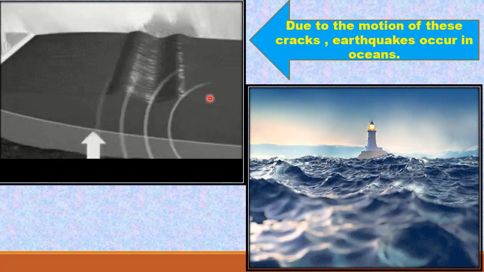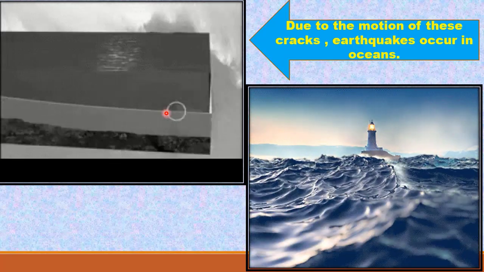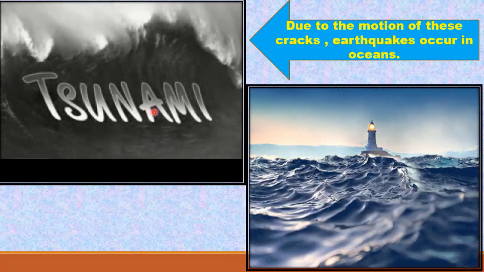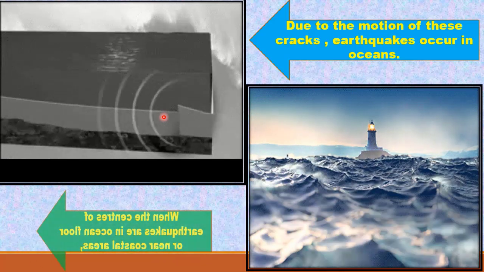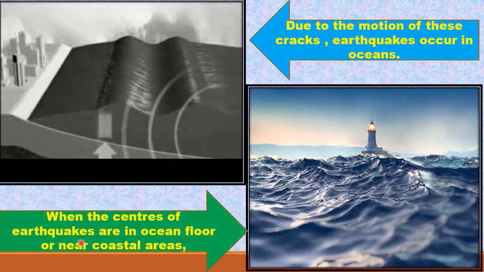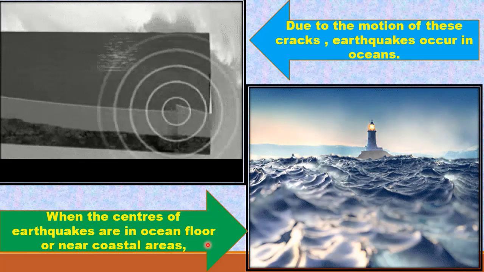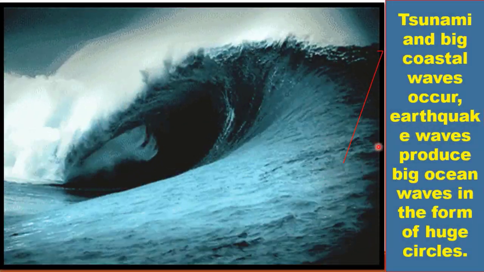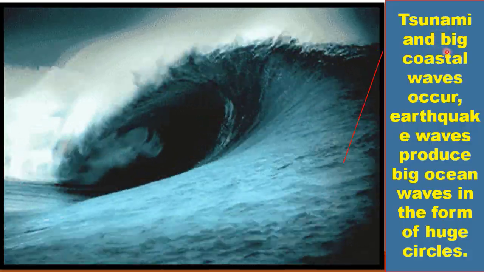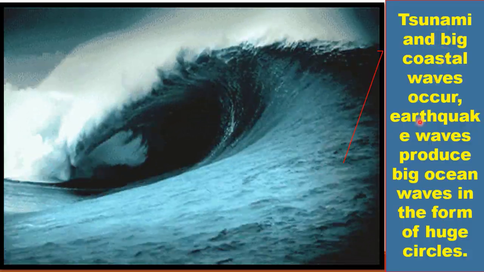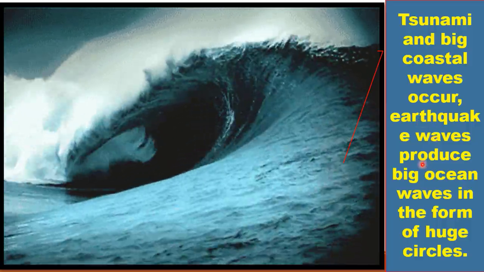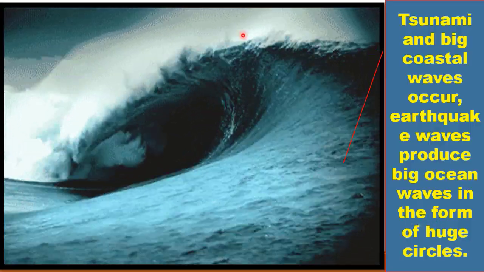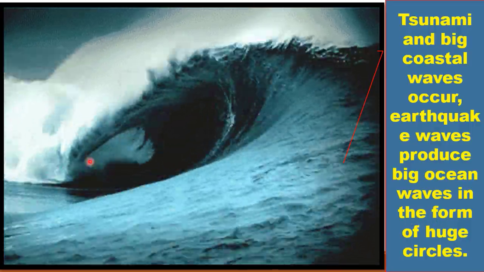Due to the motion of these cracks, earthquakes occur in oceans, as shown here. When the centers of the earthquakes are in the ocean floor or near the coastal areas, tsunami and big coastal waves occur. Earthquake waves produce big ocean waves in the form of huge circles. Have you seen these circles?